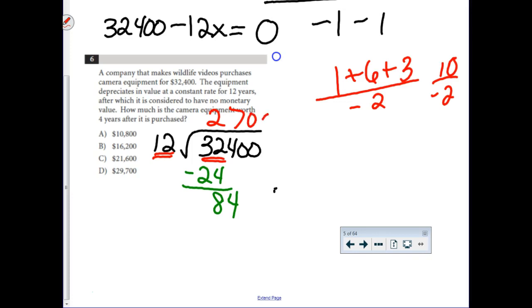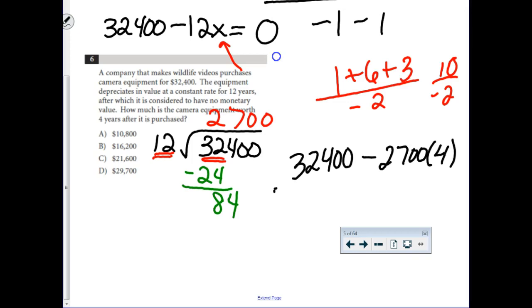So everything else, the zeros can just come back up. So 2,700 is what we just found to be this number. That is technically, well, it's the rate that it's depreciated each year. So if I wanted to give it a name, it's the slope. Does that make sense if it keeps going down by that much each year? But that's not the question, so be careful. The question says, how much was the camera worth 4 years after it was purchased? So if it started out at $32,400 and it depreciated $2,700 for 4 years every year, well, that looks super fun. I don't think we need to finish the question though, guys, because look at the choices.